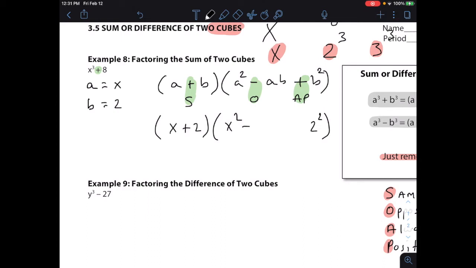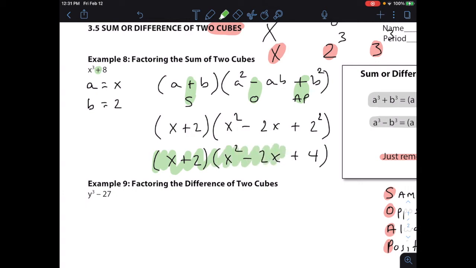And then my middle term is going to be A times B, or I like to do it the other way around because I want to put the number before the variable, so it's going to be 2x. All right, there's only one other thing we need to do with this before we're really done, and that is just simplify that final term in the trinomial to be 4. Okay, so there we go. There's our answer. That's how we can factor the sum of 2 cubes.